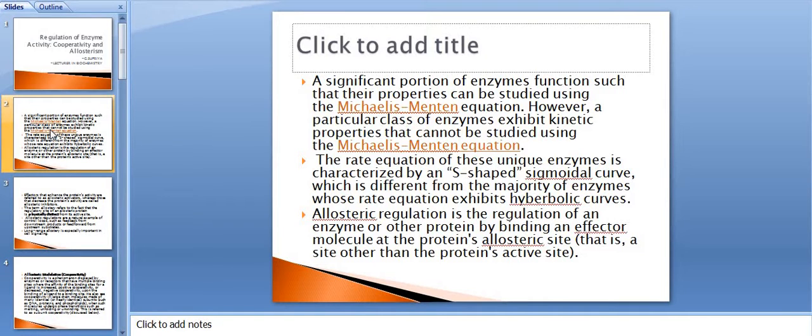However, a particular class of enzymes exhibit kinetic properties that cannot be studied using the Michaelis-Menten equation. The rate equation of these unique enzymes is characterized by an S-shaped, that is nothing but sigmoidal curve, which is different from the majority of enzymes whose rate equation exhibits hyperbolic curves.